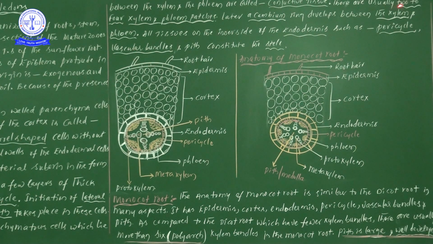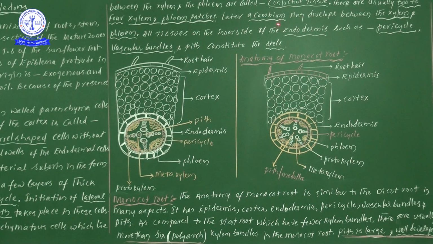Next, there are usually 2 to 4 xylem and phloem patches present. So based on this information, in the anatomy of the dicot root, 2 to 4 xylem and phloem patches are there. What condition can we take here? Tetra means 4 only, so we take the xylem condition as tetrarch.